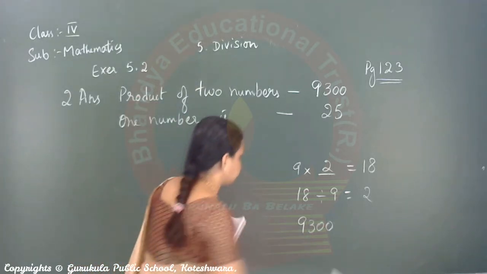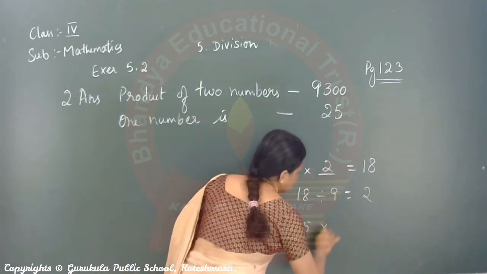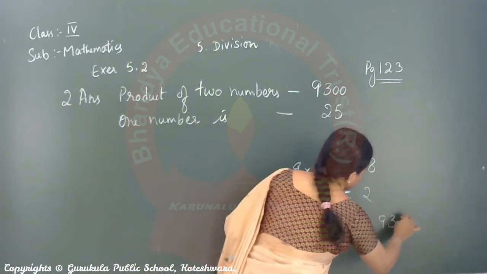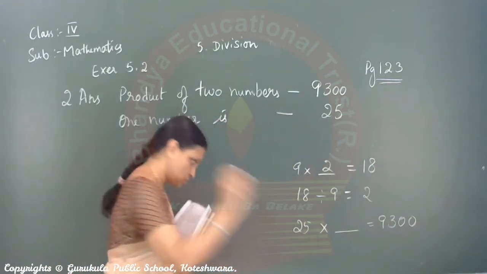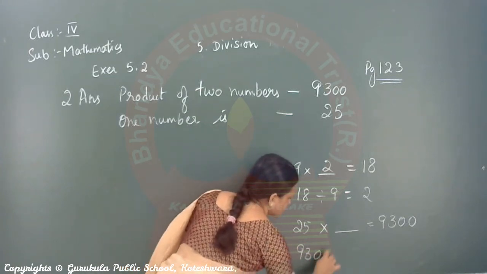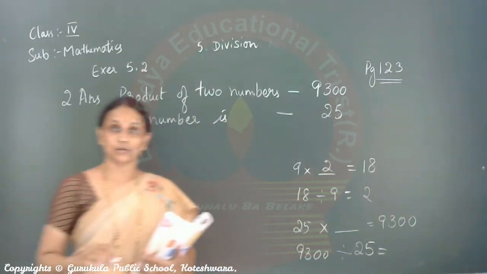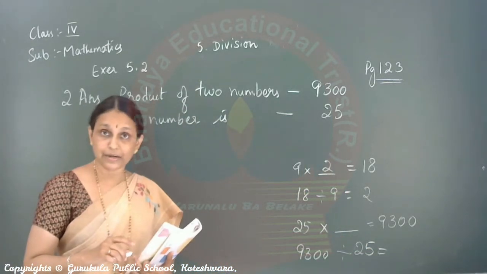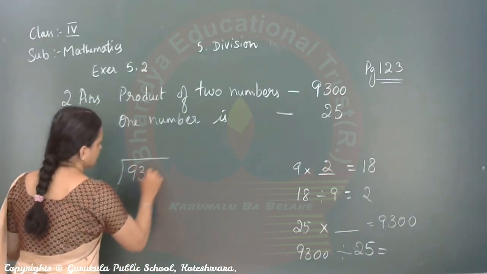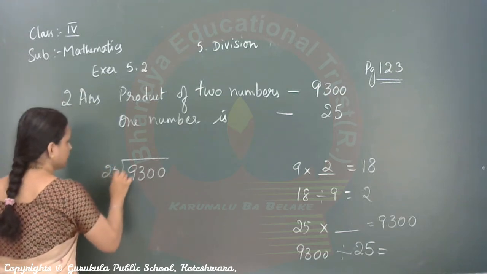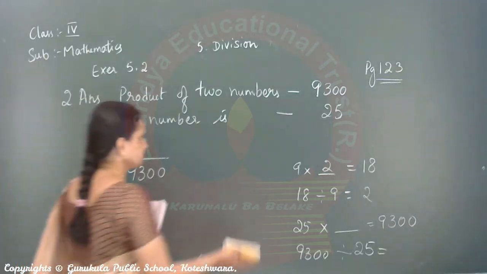Okay, no, product: 25 into something is 9300. Now, this something we have to find. So, 9300 divided by 25, you get the answer. Is it understood now? Why we are dividing? Yes. So, you can divide now. 9300 divided by 25. Yes, 25 tables is very easy, correct?